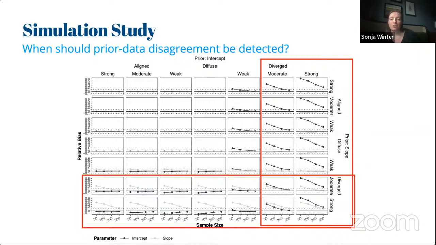And what's somewhat interesting to me, at least, is that when we have these diverged and strongly informative priors, this bias doesn't necessarily disappear when we get to the largest sample size. So even for NS500, looking at prior data disagreement might still be relevant in this case.